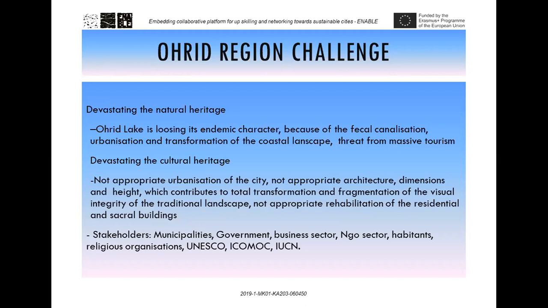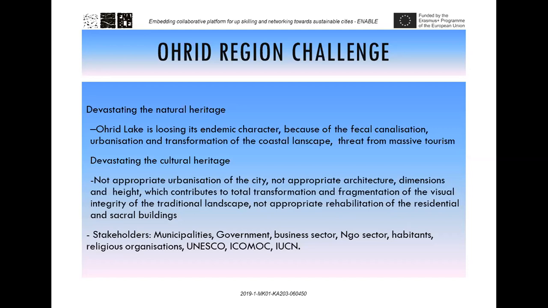The main problem is devastating the natural and cultural heritage. So we have devastating of the natural heritage, where Ohrid Lake is losing its endemic character because of the fecal canalization, urbanization and transformation of the coastal landscape, and the threat from massive tourists. And then we have devastating of the cultural heritage, which is inappropriate urbanization of the city, inappropriate architecture, dimensions, and height, which contributes to the total transformation and fragmentation of the visual integrity of the traditional landscape. And also there is inappropriate rehabilitation of the residential and sacral buildings, and this is very important.